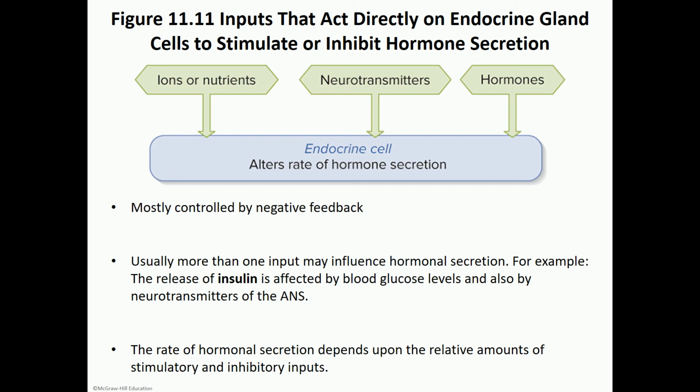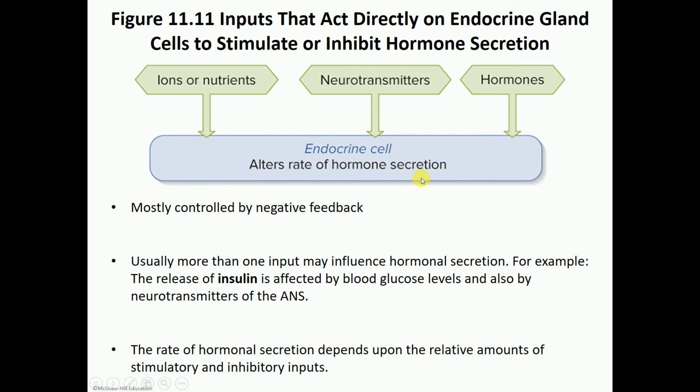Now, how do we stimulate or inhibit the endocrine gland to secrete a hormone? How is it that hormones or endocrine cells know whether to release the hormone or not release the hormone? Okay, so the input that acts directly on your endocrine gland cells to either stimulate or inhibit hormone secretion. There are a lot of factors. We'll focus on 3 of them.